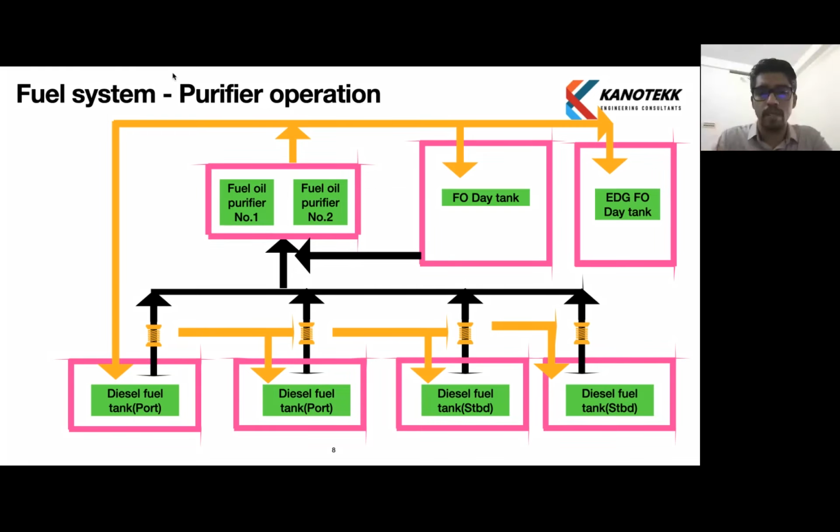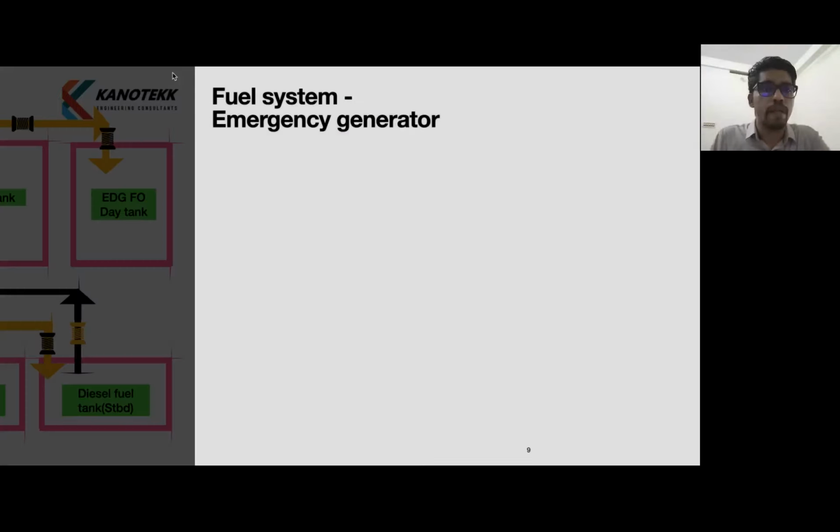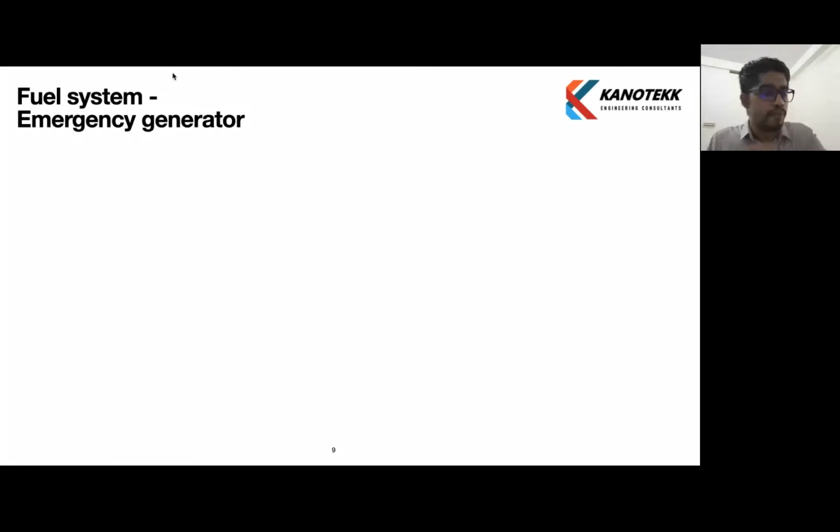So this is the concept. We can provide additional isolations and additional bypass lines. That is the designer's criteria. Sufficient isolation valves will be provided in the system for required operation. Okay, so that was about the fuel system of main engines.